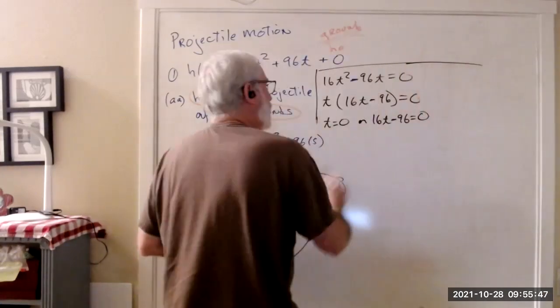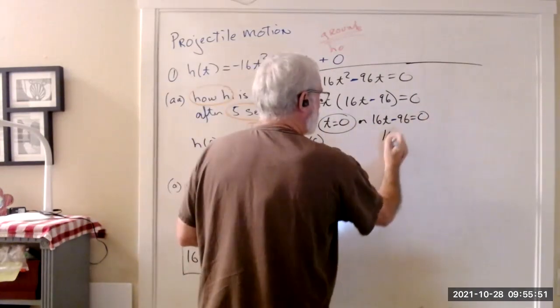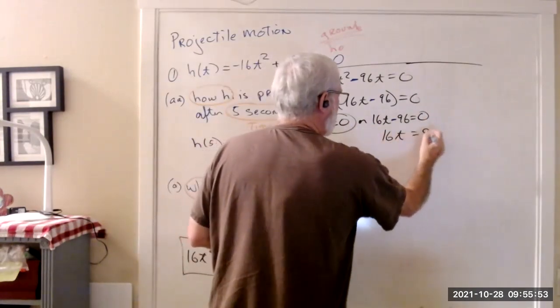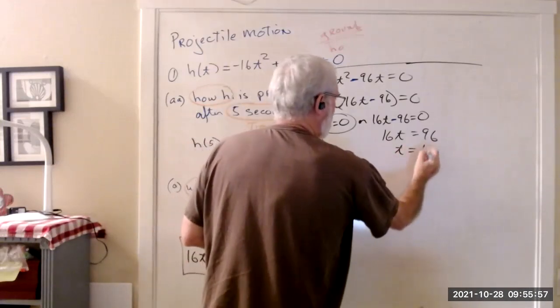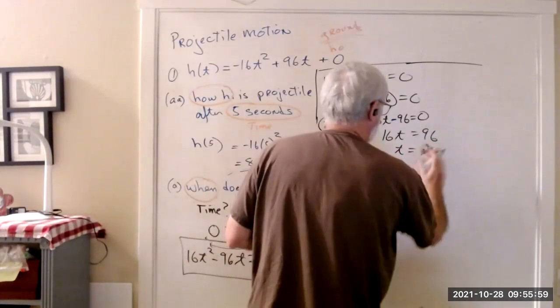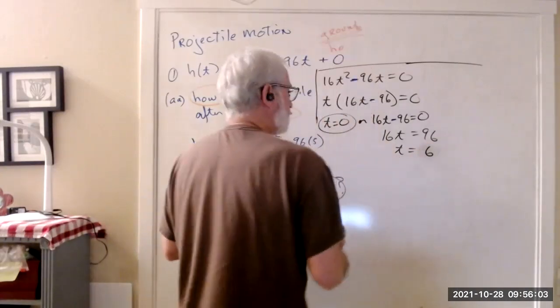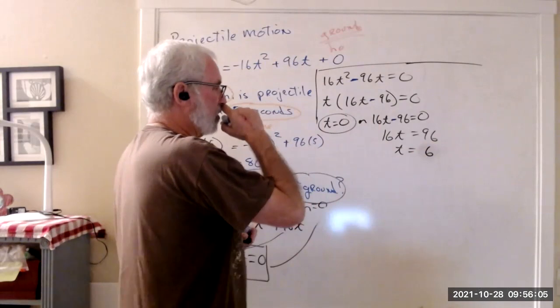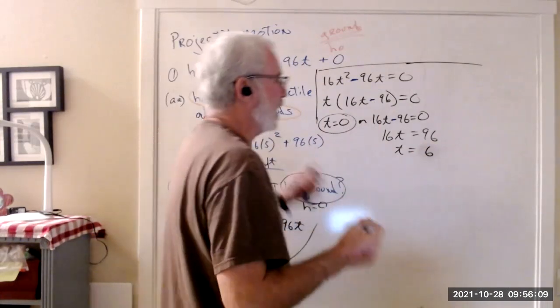All right. So anyway, here we go. This one is solved: 16t equals 96. Add 96 to both sides. Divide both sides by 16. Is it 6? Is that right? You guys that are smarter than me? I think it is. Yes, that's 6. Okay, so what does it mean?